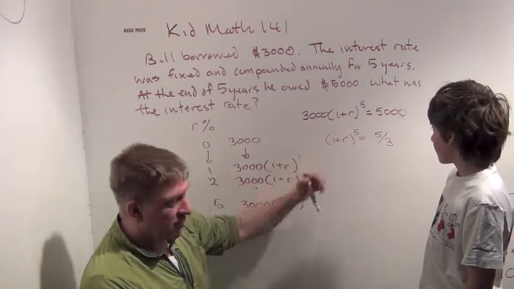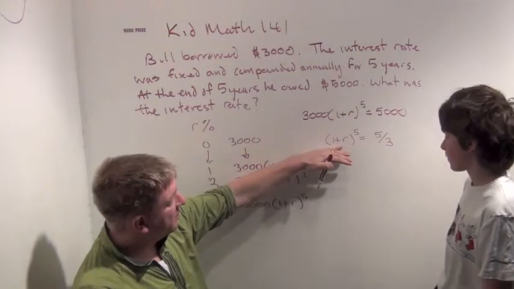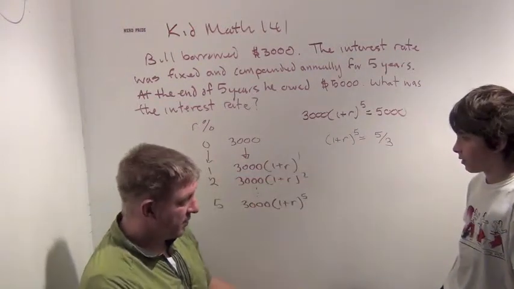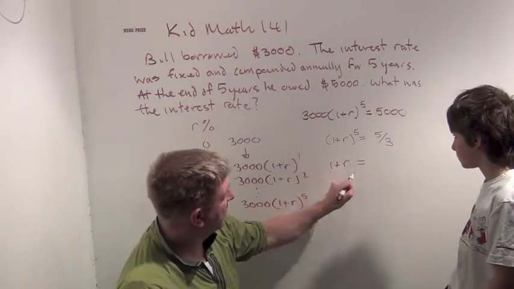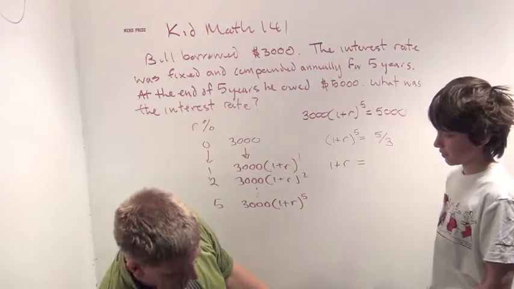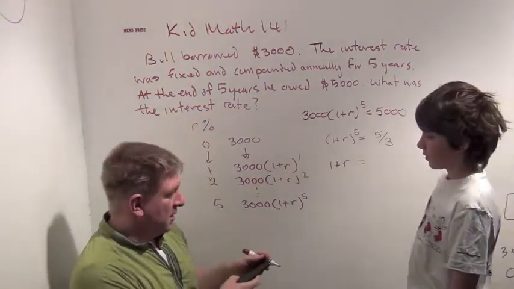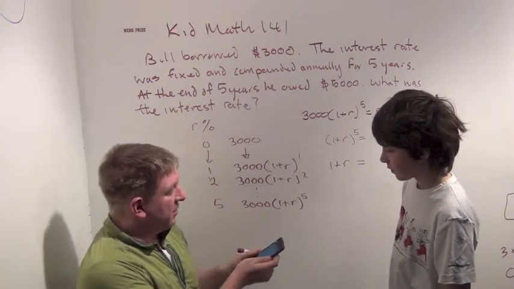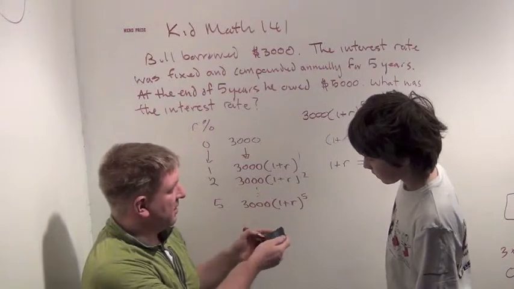So we can take the 5th root of both sides of this equation. What is the 5th root of 1 plus R to the 5th? 1 plus R. What is the 5th root of 5/3? It's just the 5th root of 5/3, and for that we're going to need a scientific calculator. And luckily, my phone has one. So, let's see, utilities, calculator.